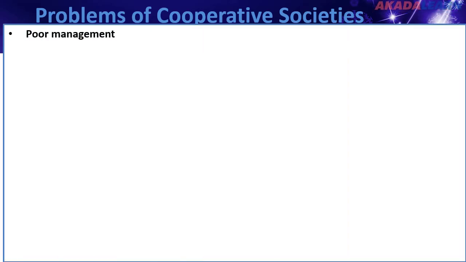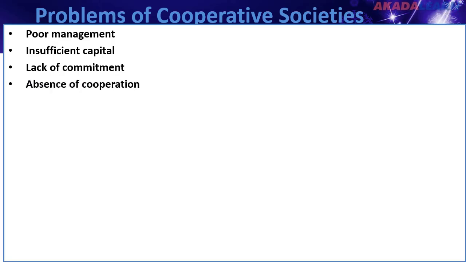Now let's take a look at some problems of cooperative societies. 1. Poor management. Generally, members of the management committee who are elected from the members of the society lack business experience. These people lack managerial talent, and this makes the cooperative not to function effectively or efficiently. 2. Insufficient capital. Since the funds or the capital to run the cooperative society is from members' donation, it is usually insufficient. 3. Lack of commitment.